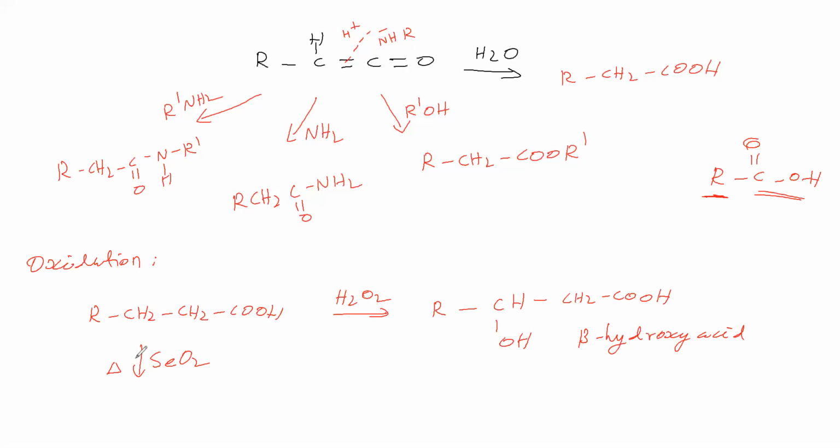Now what will we get? We'll see the alpha carbon undergoes oxidation. How does the oxidation happen? See here, both hydrogens on this alpha carbon are converted into water. This carbon becomes a keto group. Alpha carbon becomes keto group, therefore it is called alpha keto acid. So carboxylic acid on oxidation with hydrogen peroxide, a mild oxidant, gives beta hydroxy acid. With selenium dioxide on heating, it gives alpha keto acid.